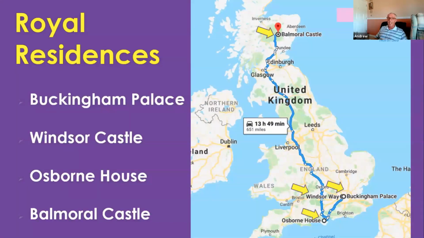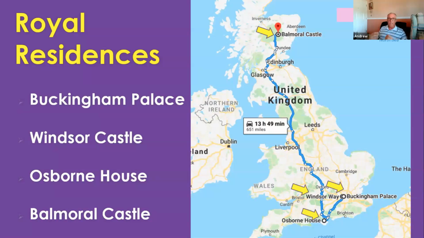It has 775 rooms. 775 rooms. There are 19 staterooms, which are huge rooms, spaces for entertaining. 52 royal and guest bedrooms, 188 staff bedrooms, 92 offices and 78 bathrooms. The thing is huge.